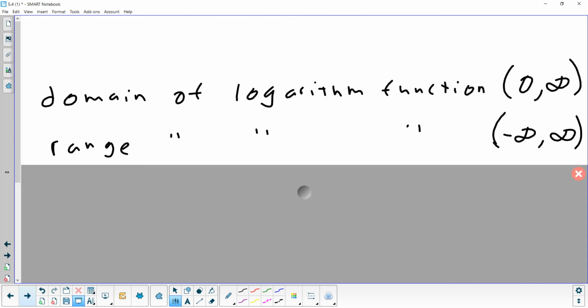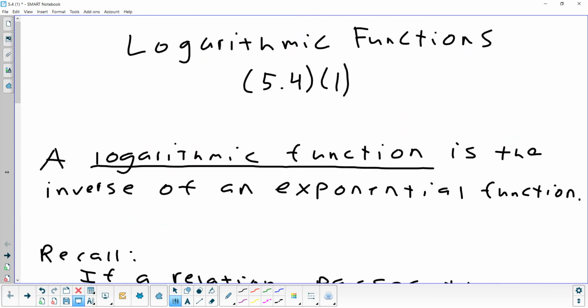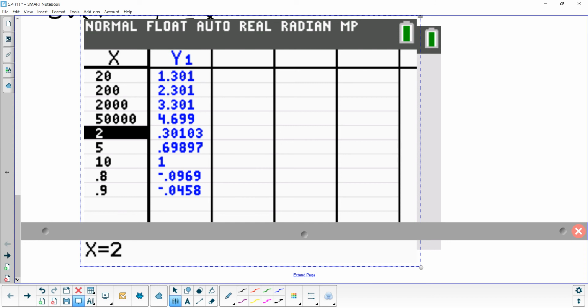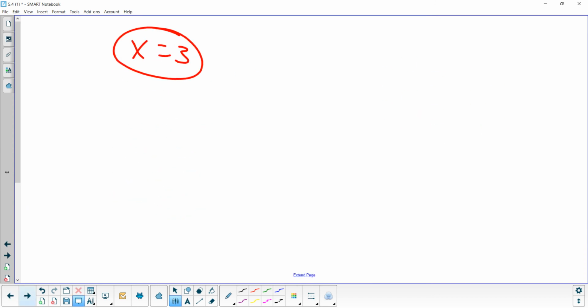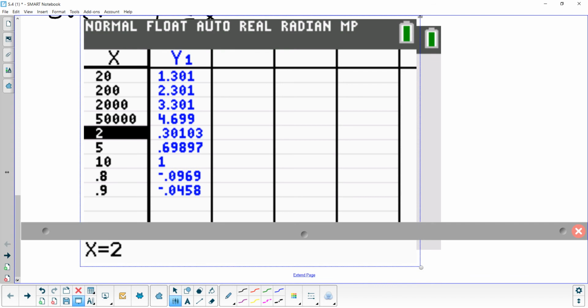All right, if we go back and look at this red graph again, where was it? Maybe it's underneath.